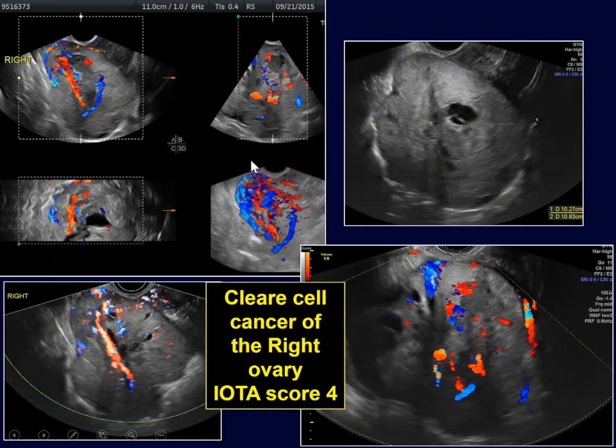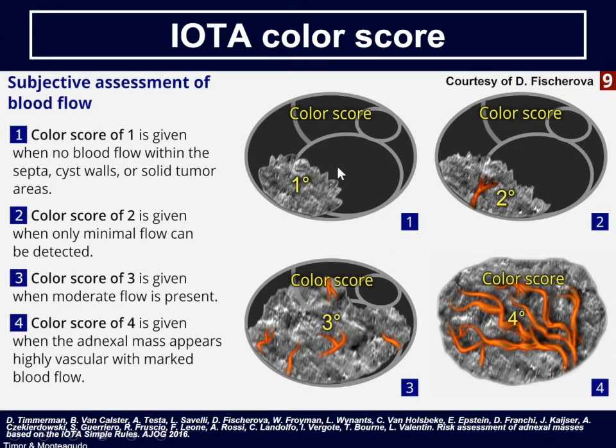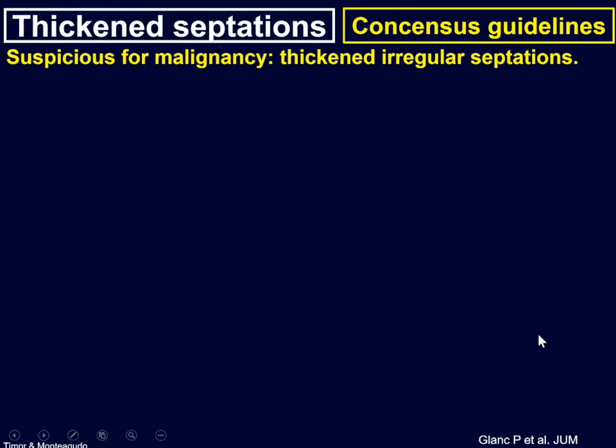Here is an example of a clear cell cancer of the right ovary with the IOTA score of 4. And this is the time to talk about the IOTA color score, which you can see are grade 1, score 1, 2, 3, and 4. Number 1 is when no blood vessels are seen. Number 2 is minimal flow. Moderate flow gives it a color score 3, and the color score 4 is given when the adnexal mass appears highly vascular and marked blood flow in it.